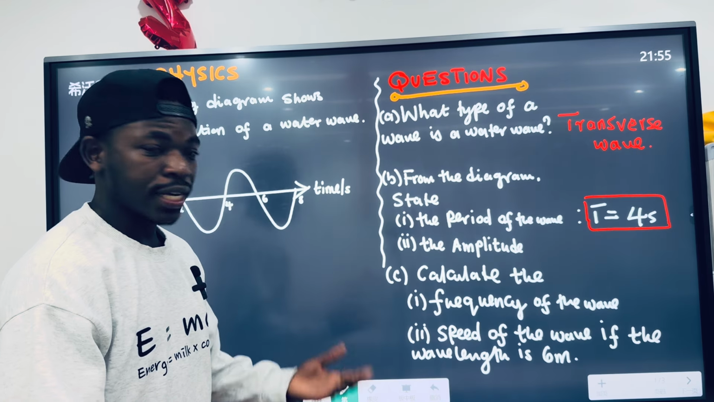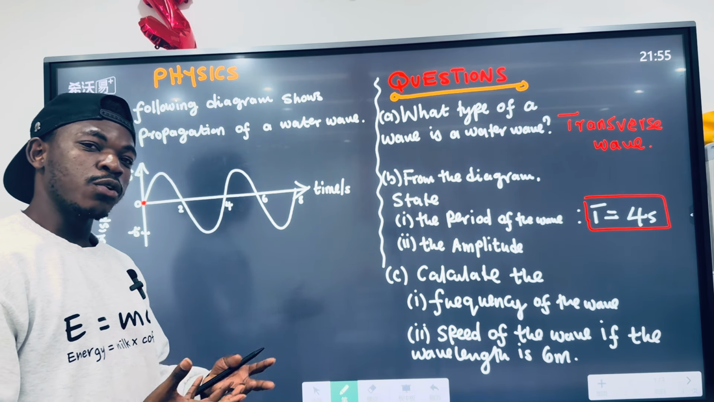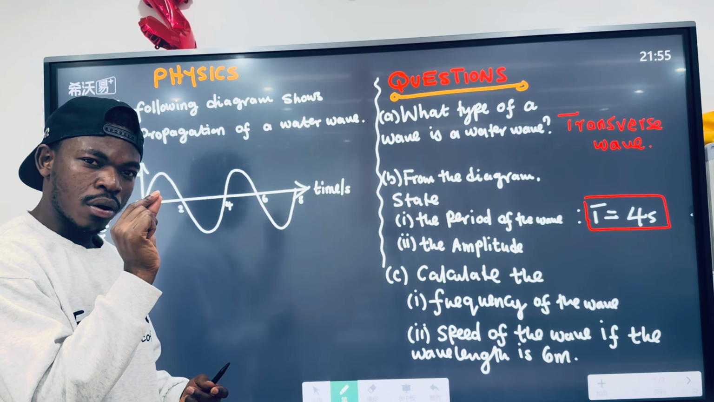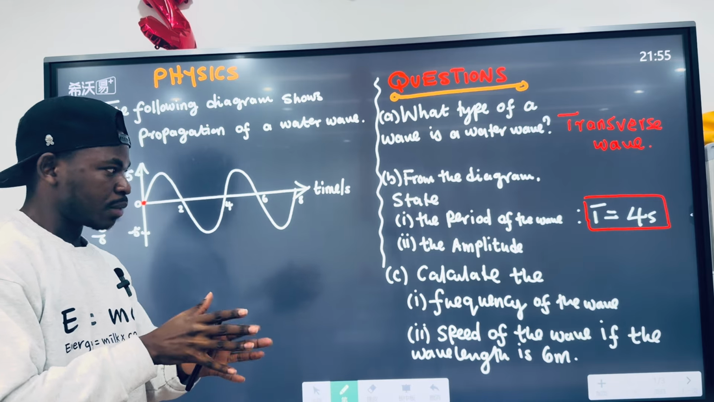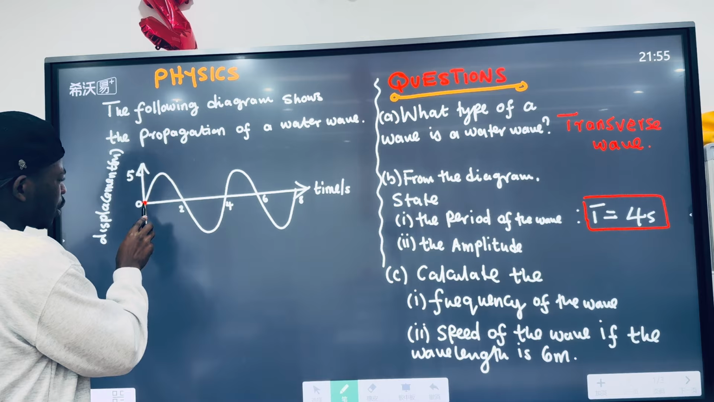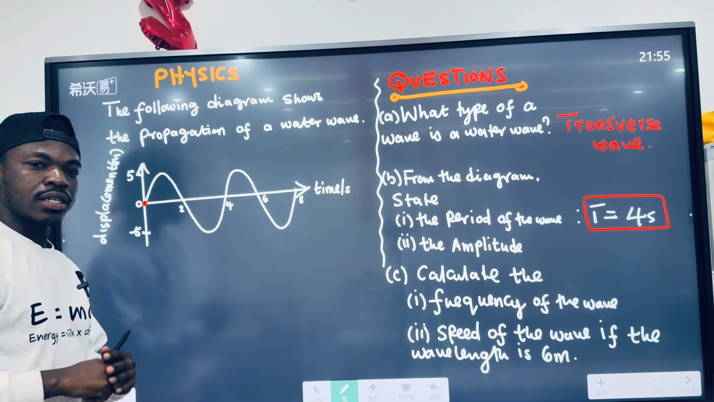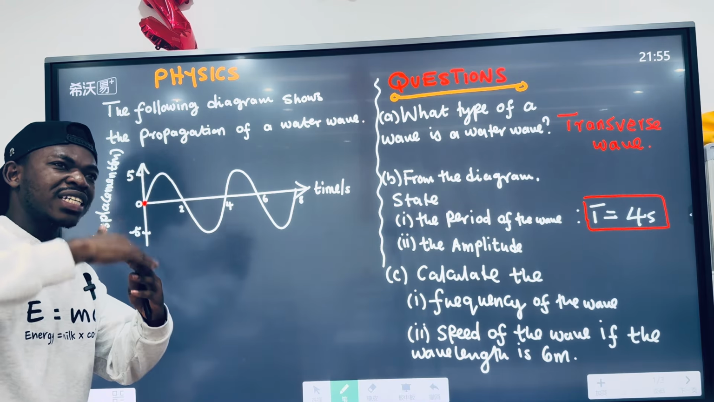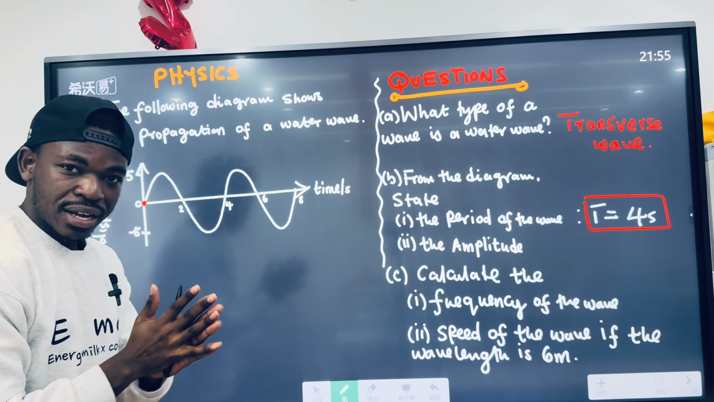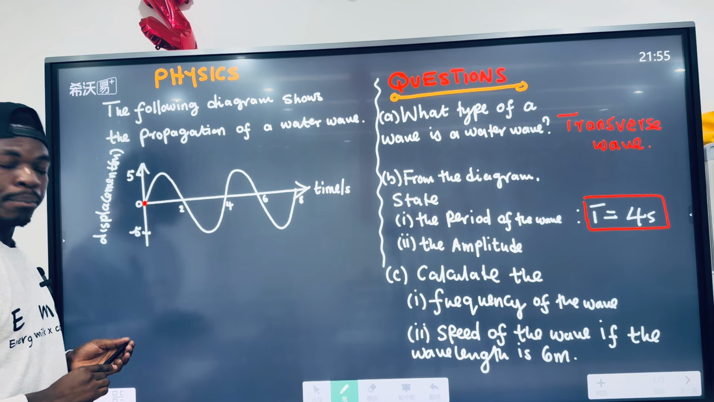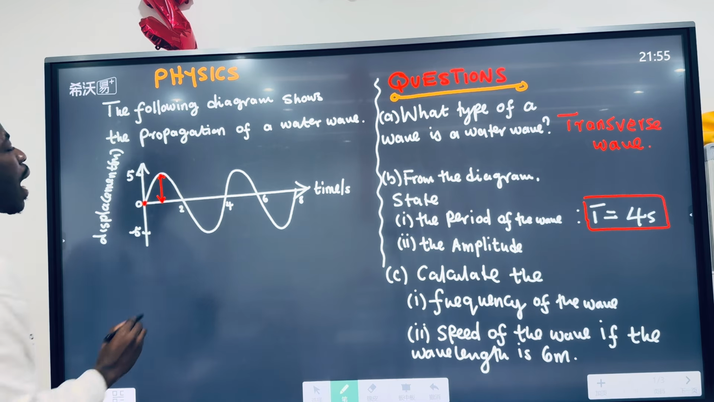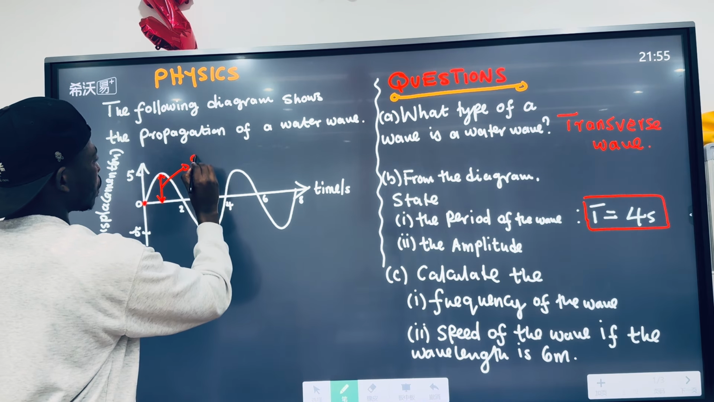The other one says state the amplitude. Now, the amplitude of the wave is simply the maximum displacement a particle covers from its rest position. We assume the rest position is here. You know that the particles are vibrating. That maximum, the peak height, the maximum displacement a particle covers from its rest position is what we call the amplitude. So this distance here, this displacement, is what we are calling the amplitude. So that is the amplitude.